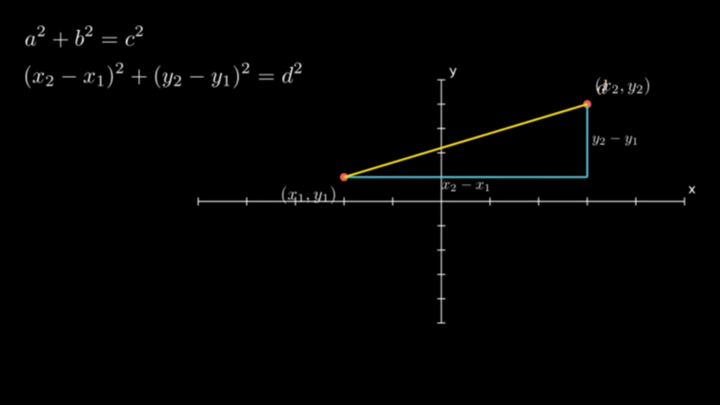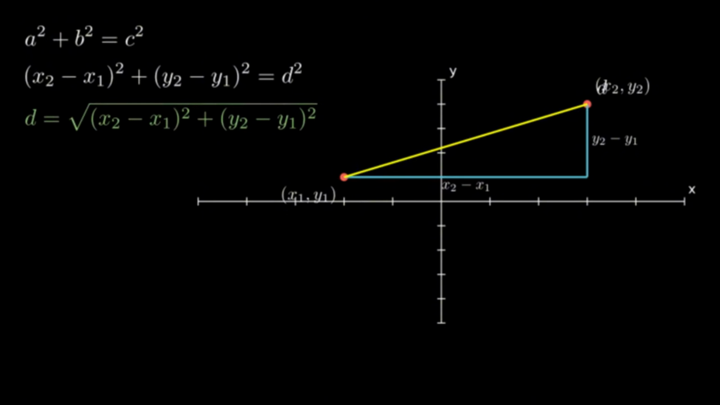Similarly, the vertical side represents the change in y-coordinates, which is y sub 2 minus y sub 1. Substituting these values into the Pythagorean theorem, we get the quantity x sub 2 minus x sub 1 squared plus the quantity y sub 2 minus y sub 1 squared equals d squared. To isolate d, we take the square root of both sides of the equation. This gives us the distance formula.